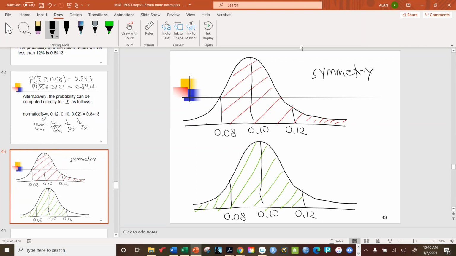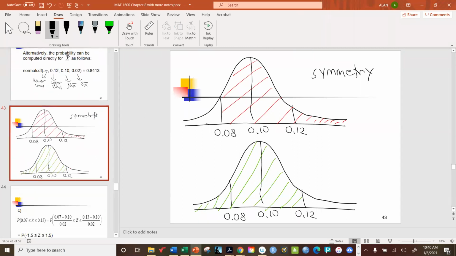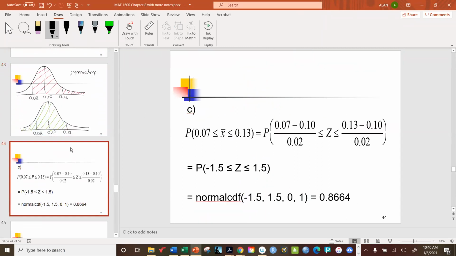Later on, we'll see where this may not be the case, or at least if you go on to a more advanced class, you will find that there are many probability distributions that don't have this nice feature, and that does make things a lot more complicated. All right, well, with all that being said, the third and final case was the probability that the sample mean is between 7 and 13%.